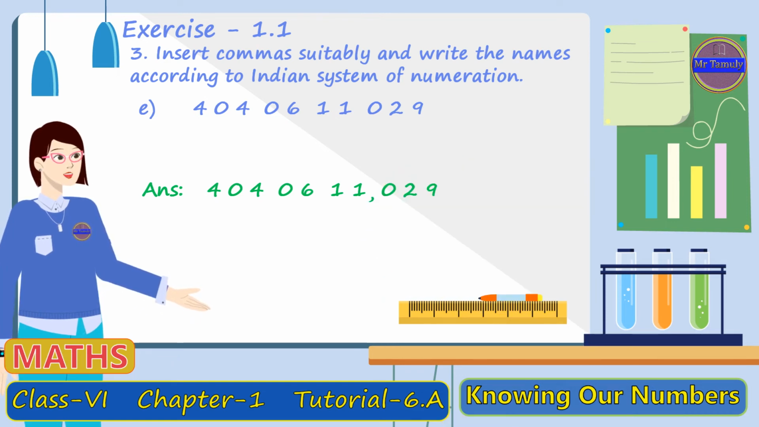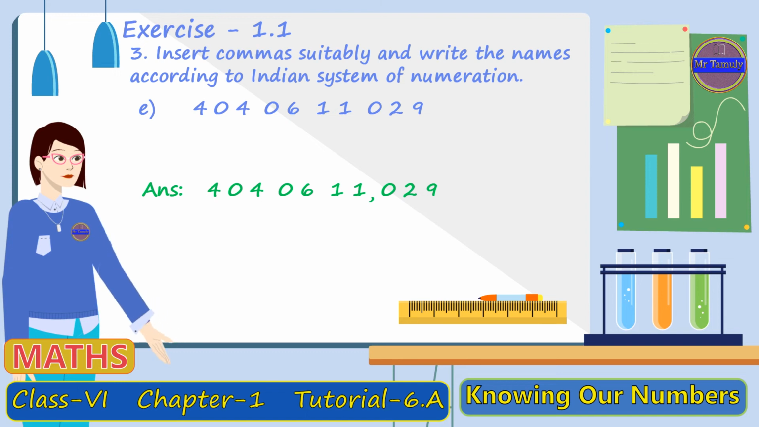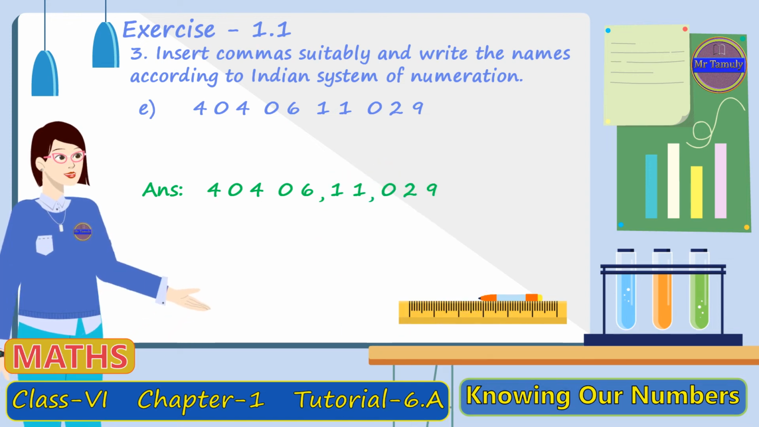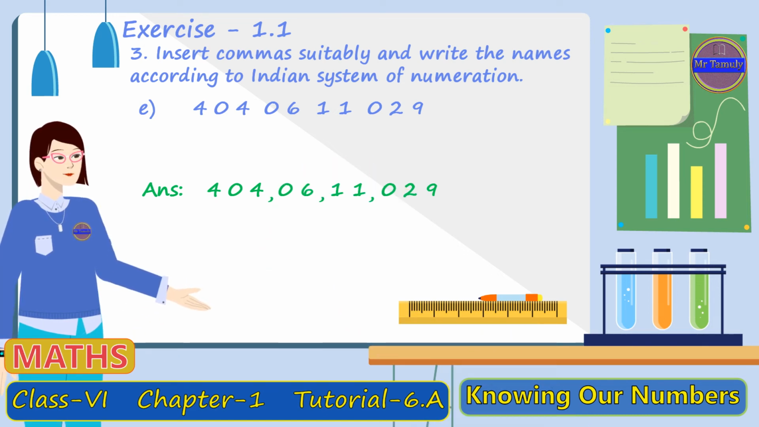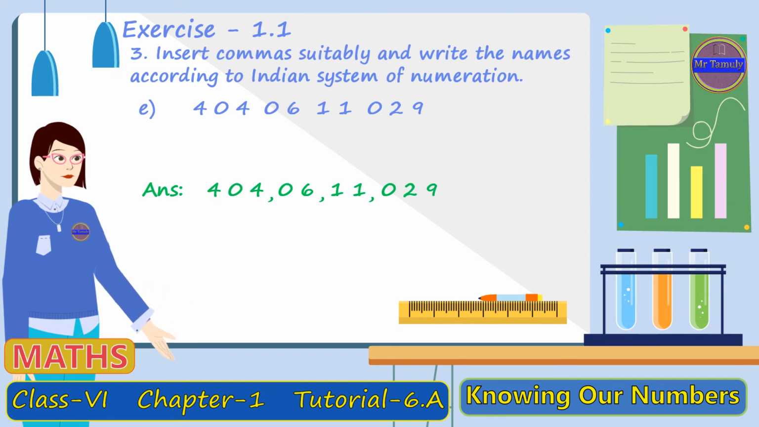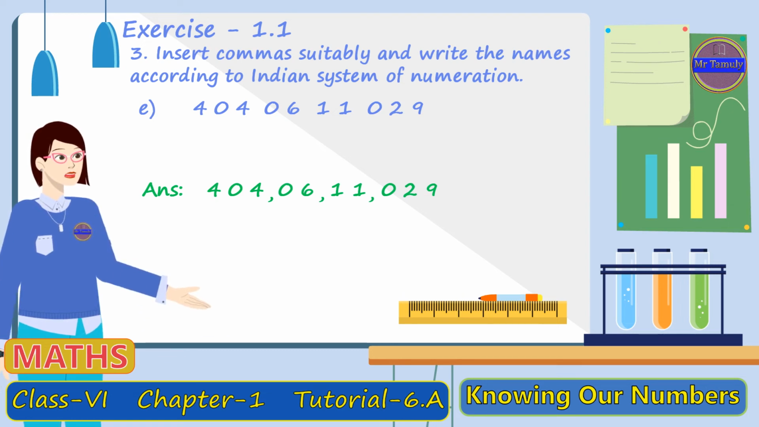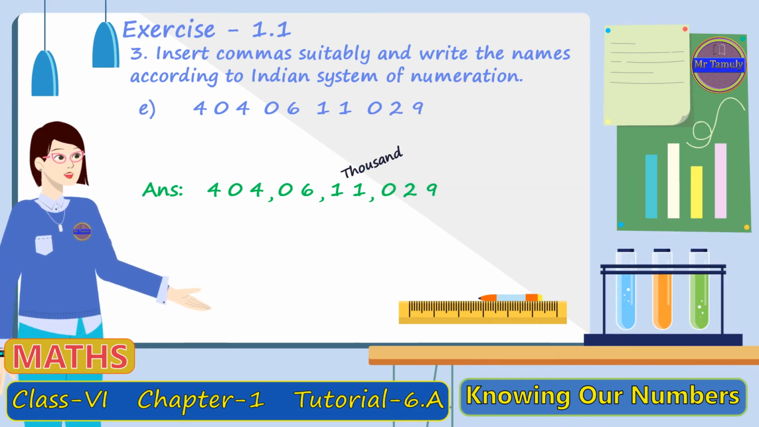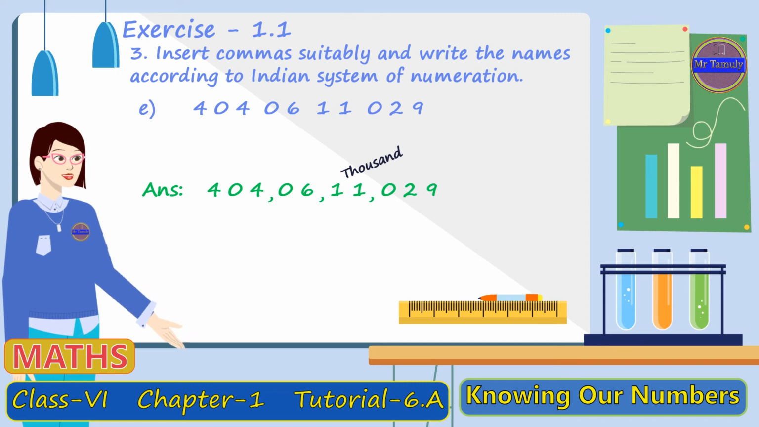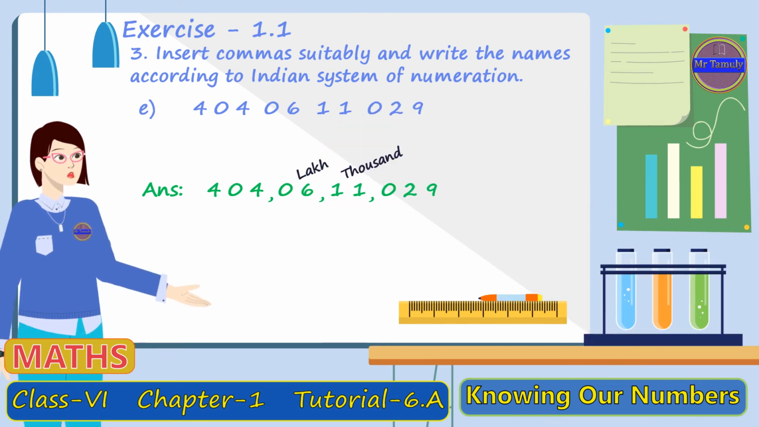The next comma is to be placed after the next two digits. And the last comma is to be placed after the next two digits. We are now done with the placing of commas. You also know that the fourth and the fifth digits from the right have the name thousand. Again, the sixth and the seventh digit from the right have the name lakh. And the remaining digits have the name crore.